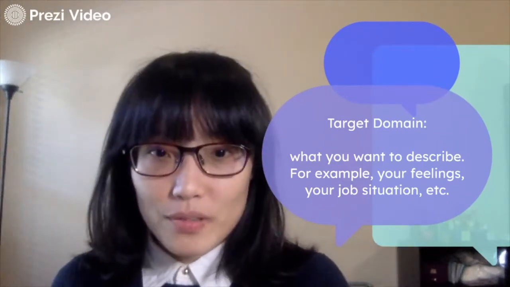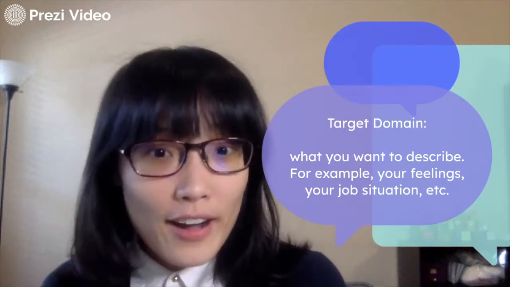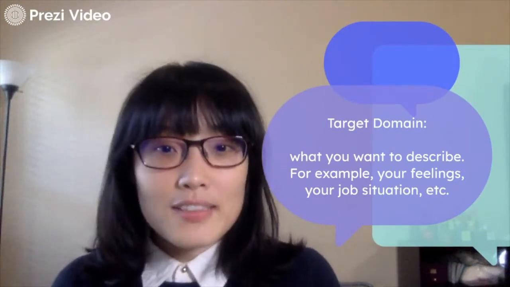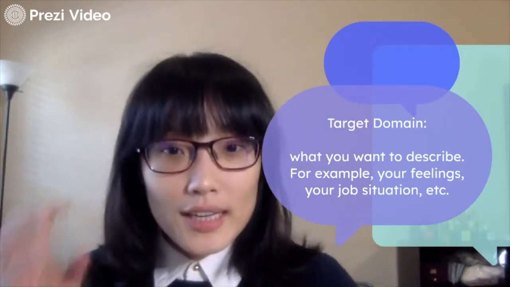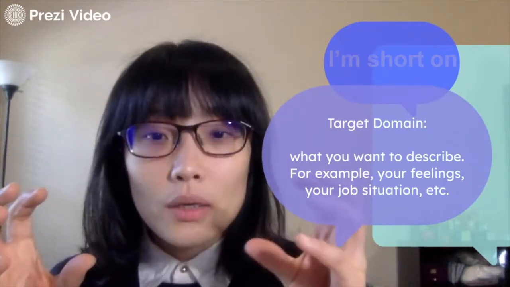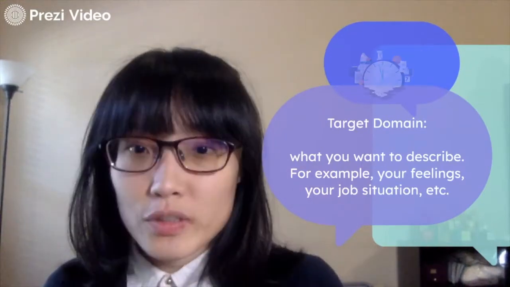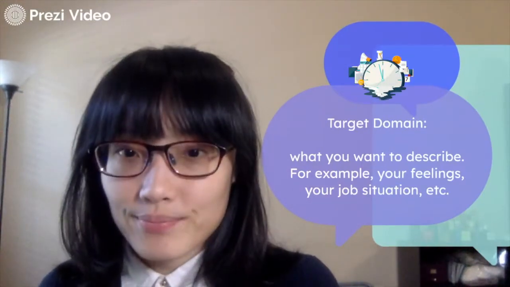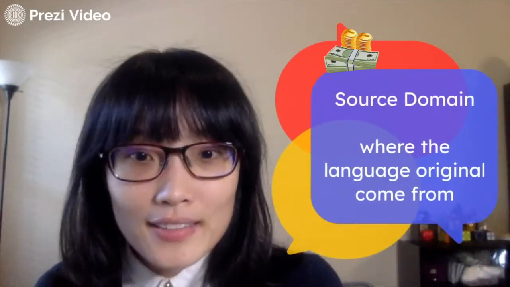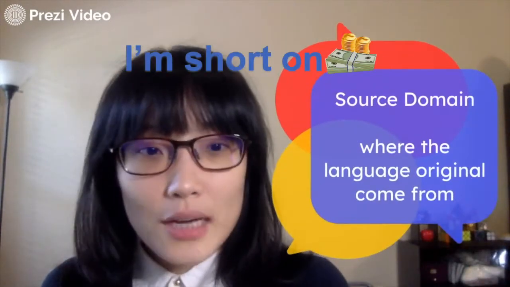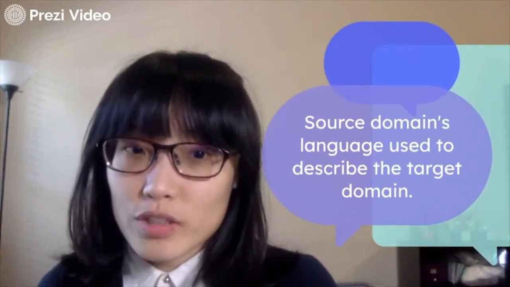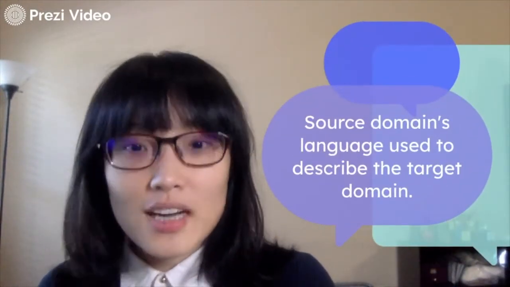It's not tangible. But because time is rare and useful, and perhaps because time has a lot of other features that are similar to money, now we connect time to money, then we can use the language you use to describe money to describe time. So time is the target domain. The source domain, the money, is where the language originally comes from. In summary, we use the source domain's language to describe the target domain.